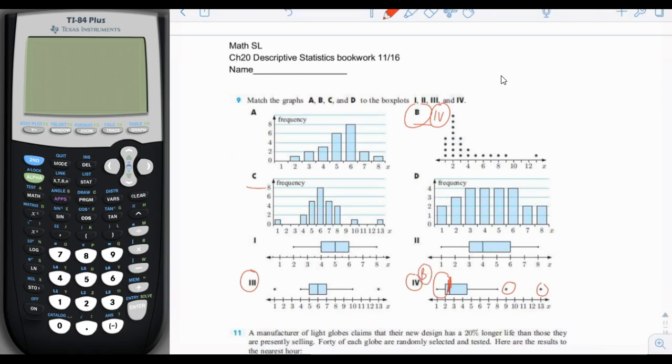Okay. What about this other one that looks kind of weird? Roman numeral 3. It's got an outlier to the left and an outlier to the right. So that kind of looks like this one, right? So I would say C is 3 and 3 is C.